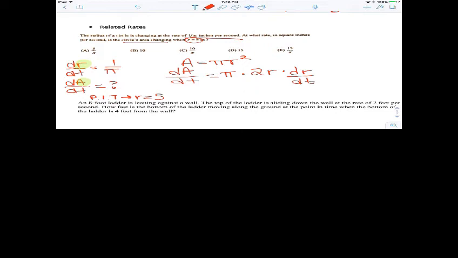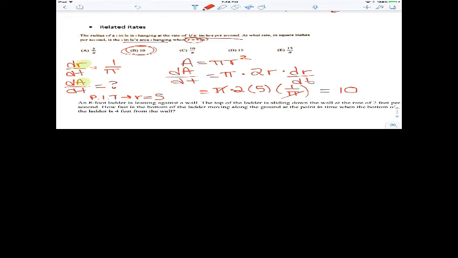And now all we need to do is plug in. So dA/dt is pi, 2 times 5, and dr/dt is 1 over pi. So nicely here, the pi's just cancel. And this is actually just increasing at 10 square inches per second. So that's sort of your easiest case scenario where you're just given the rates and the information you need. You don't need to solve for anything and you're good to go.